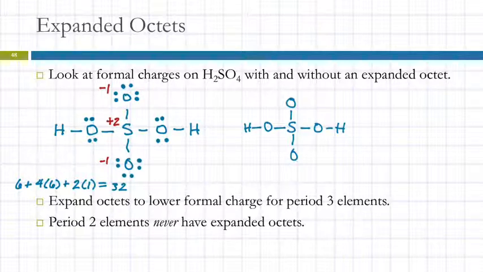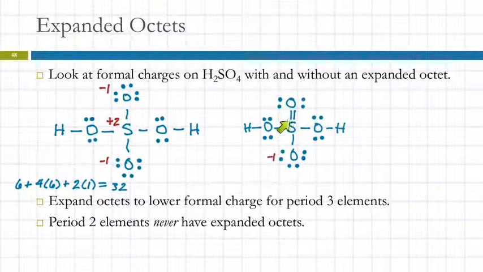So we can expand the octet of the sulfur by taking one of these lone pairs from this oxygen and making a double bond. So I'm going to make a double bond here. I'm going to stick the rest of the electrons in there. So now this oxygen has 2 lone pairs and 2 bonds. It's a double bond, but it's still 2 bonds. And you can count up the electrons, and that oxygen now has a 0 formal charge. This one down here, of course, we haven't changed, so it's still -1.